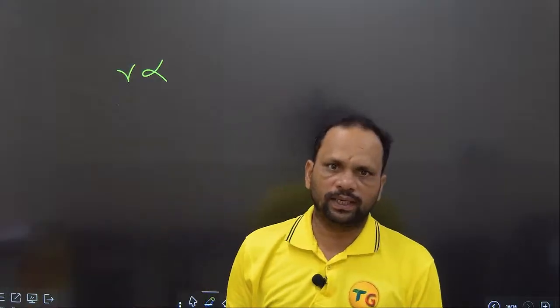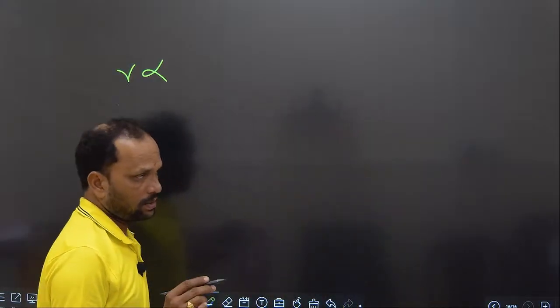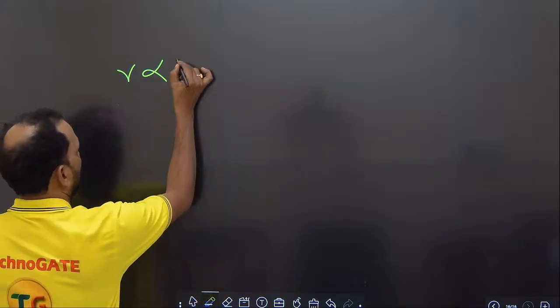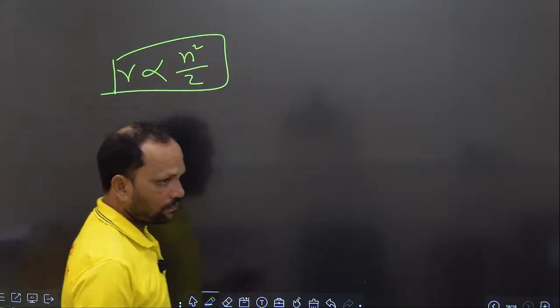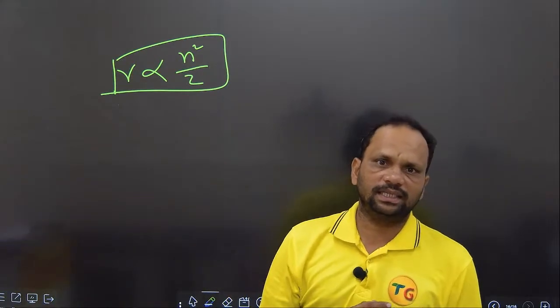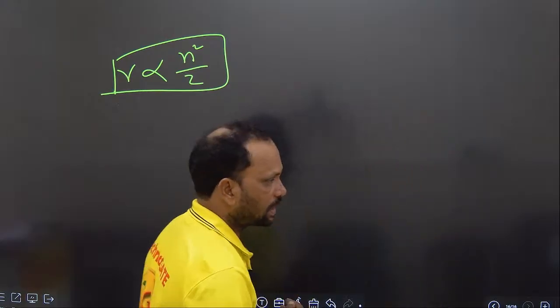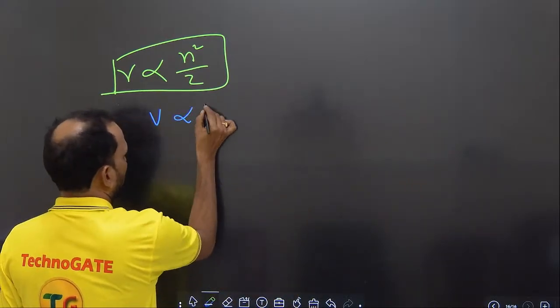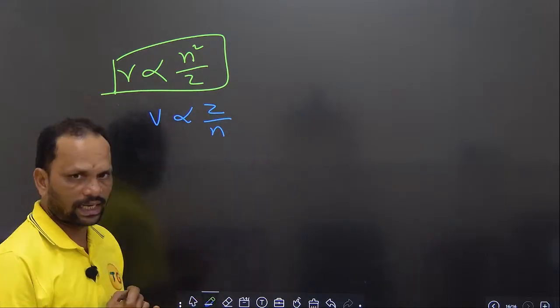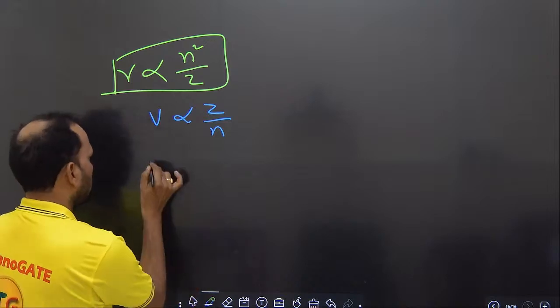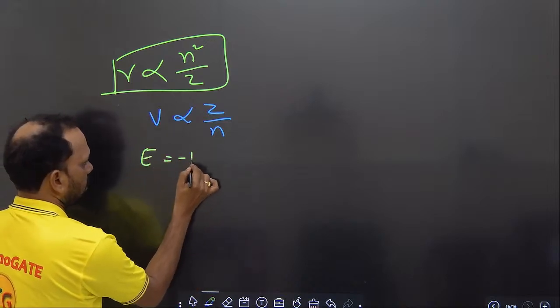What is the radius formula? r is n square h square epsilon by pi m e square z. So r is directly proportional to n square by z. If n increases, the radius also increases. Then the velocity of the electron, v is directly proportional to z by n. If n increases, velocity decreases and kinetic energy also decreases. Then E is equal to minus 13.6.